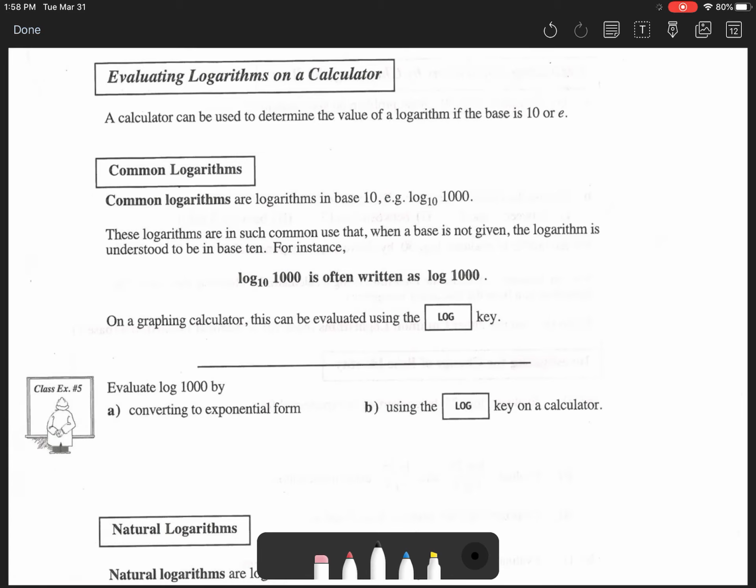Now it says a calculator can be used to determine the value of a logarithm, and again highlight if the base is 10 or e. First off, common logarithms. We've taken a look at this before. Common logarithms are logarithms that are base 10. A lot of times they won't even write the base 10. They'll just write log of 1,000. Log base 10 of 1,000 is the same as log 1,000. So if you do not see a base, we assume that the base is 10. You can evaluate this on your calculator by using the log key. All you would do is press log 1,000, enter, and you'll get the value of it.